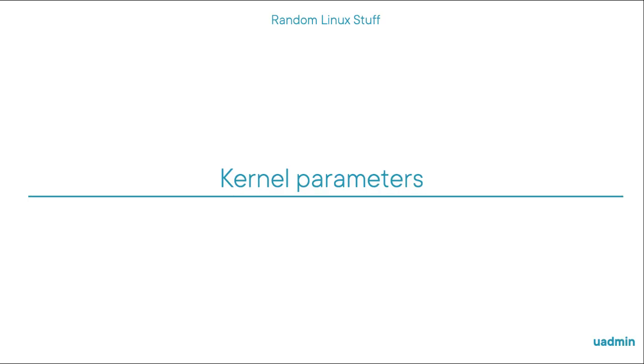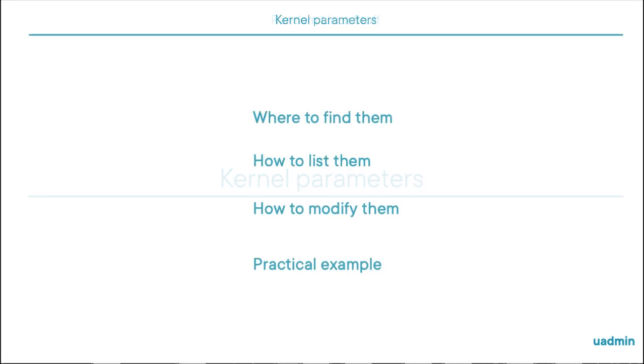Hi, this is another very short video in the Random Linux Stuff playlist, and this one's on kernel parameters. The scope of this video is not to discuss all kernel parameters, obviously, but what we'll see is where we can find them, how to list their values, and how to set them temporarily and permanently. And we'll also have a look at a common but practical example.